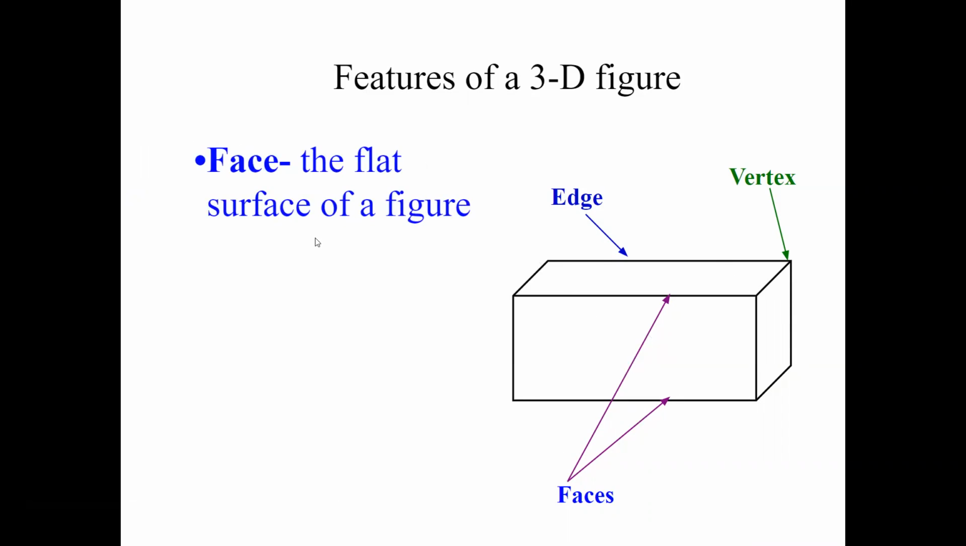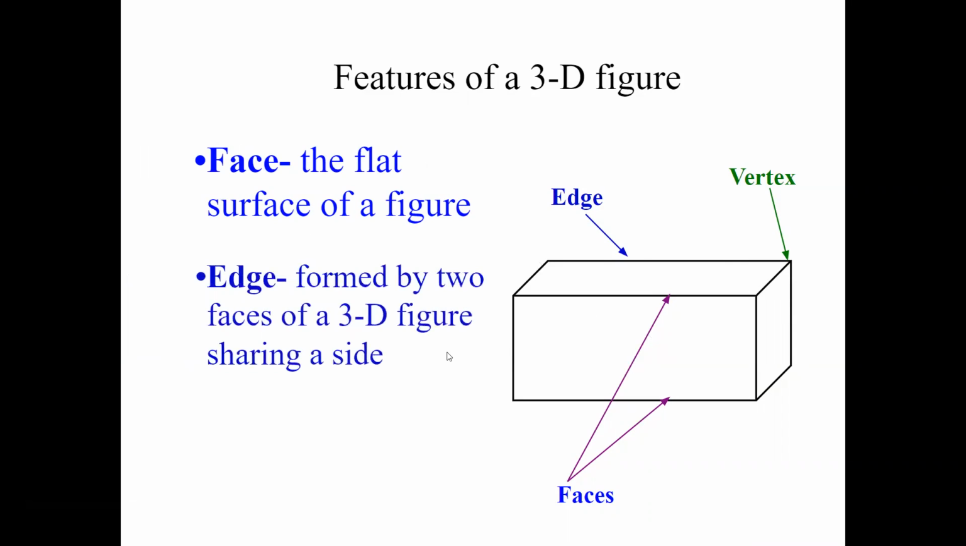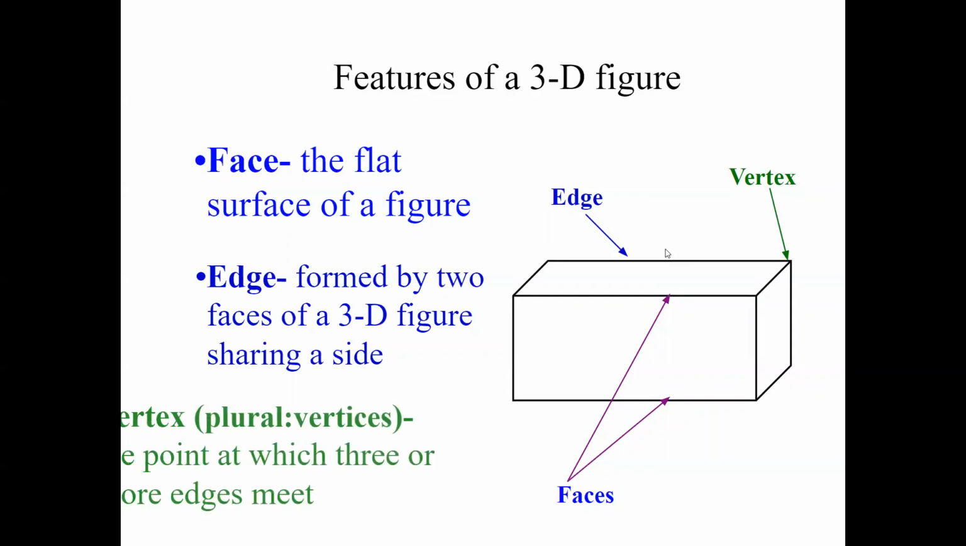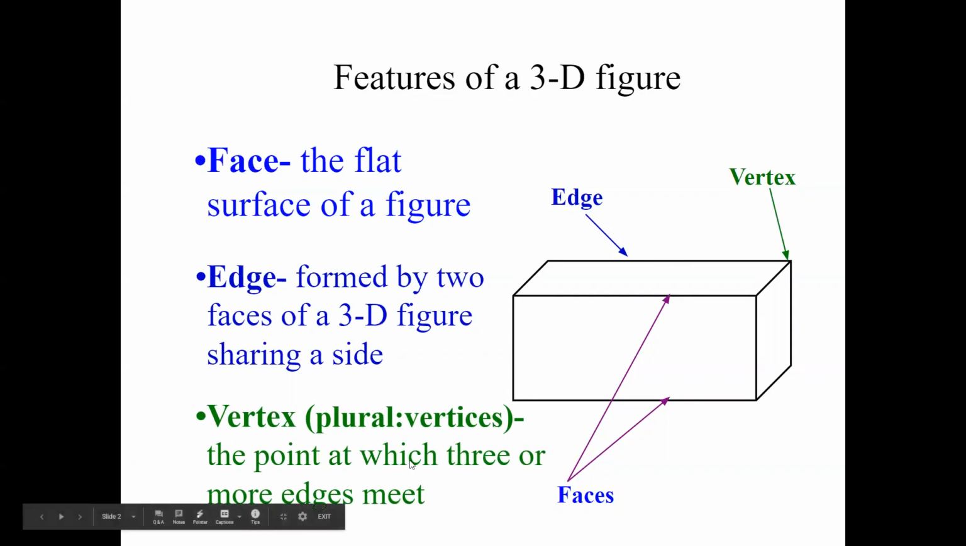So face is the flat surface of a figure. If you're thinking of a cereal box, it's where all the pictures are. The edge is formed by 2 faces of the 3-dimensional figure sharing the side. It's going to be where it turns over, like this part right here. And like I said before, the vertex is the corner. So it's a point where 3 or more edges meet.